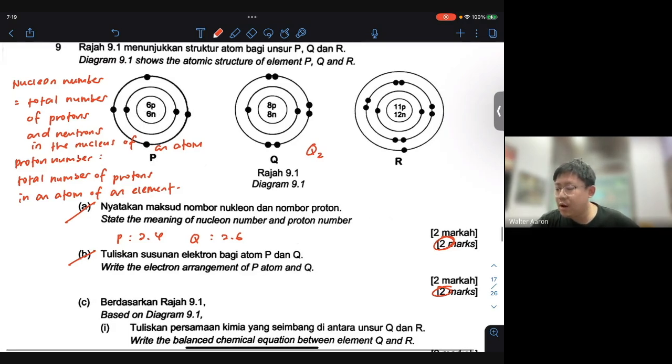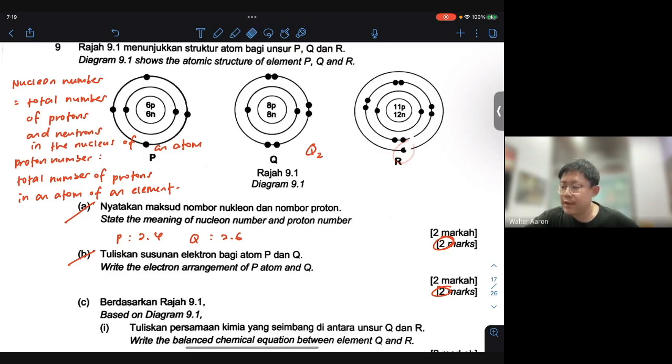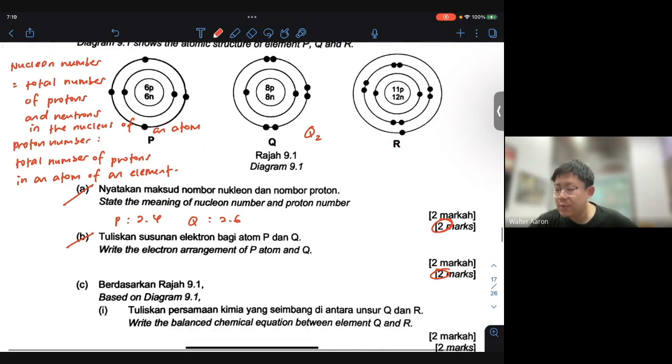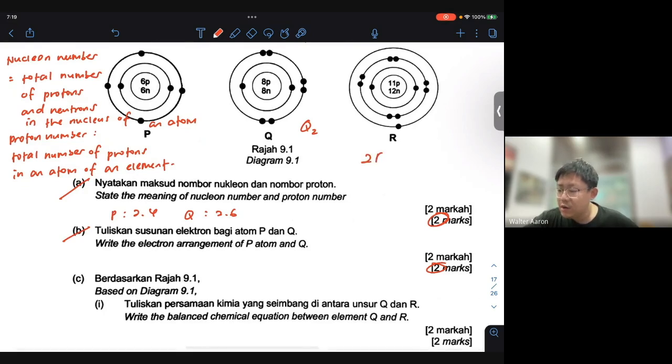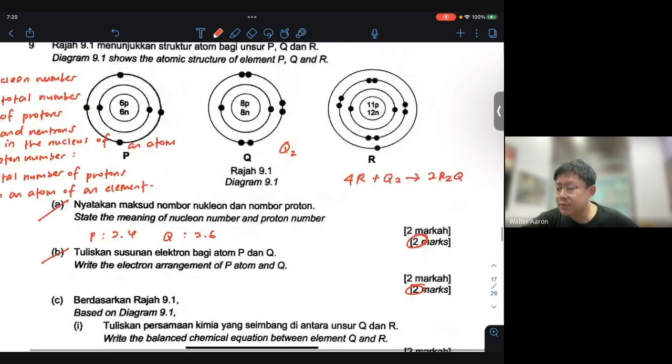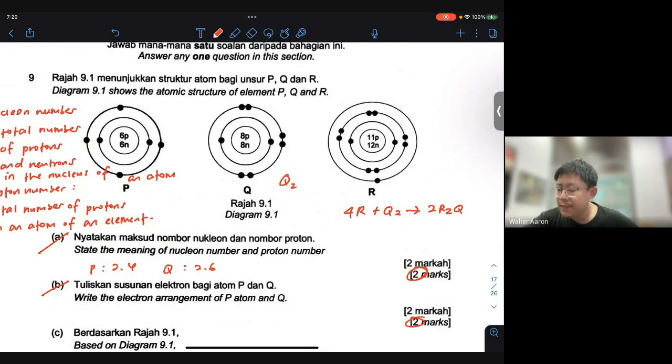And if we were to react with R, you can see R is actually a group 1 element because it has only 1 valence electron. So in order for it to react with this, you need 4R in total. 4R plus Q2 to get technically 2R2Q. Okay, if you see properly, Q is supposed to be oxygen, R is supposed to be sodium.